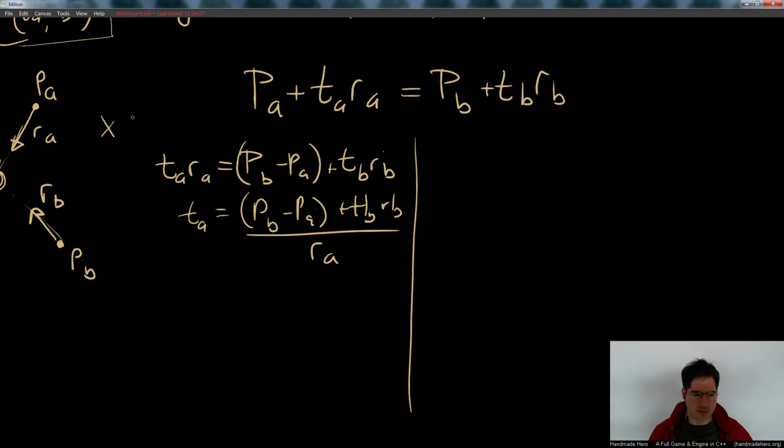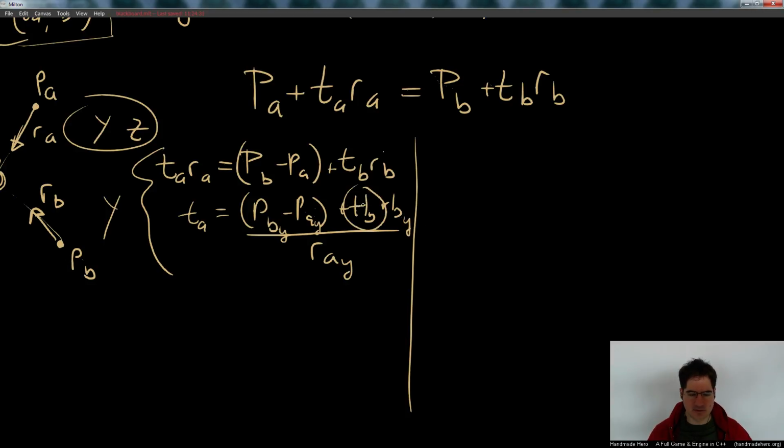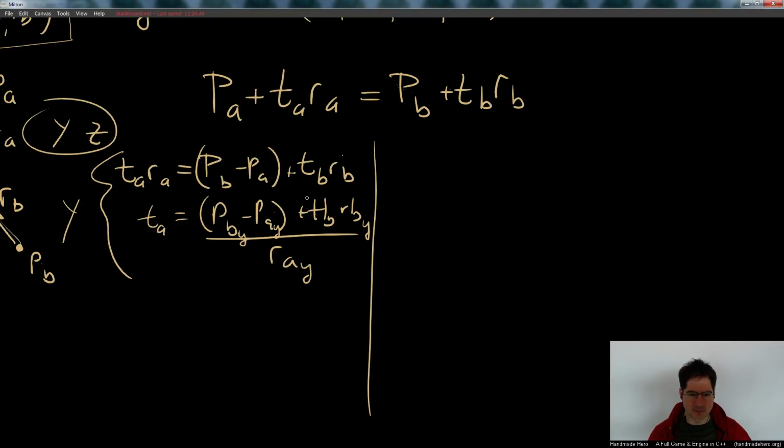Like I said, we have two equations, one in y and one in z. So let's just say that we're going to do this one in y. Now we have done all of this in terms of y, so all of these implicitly have a y in them. So this is actually PBY, PAY, RAY, RBY. TB is still just a scalar, right? So we have solved TA in terms of TB. There it is. Pretty straightforward, right? Then we come over here and we just do the x version.